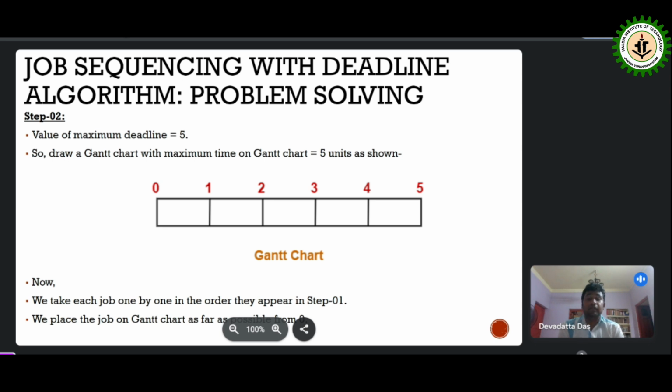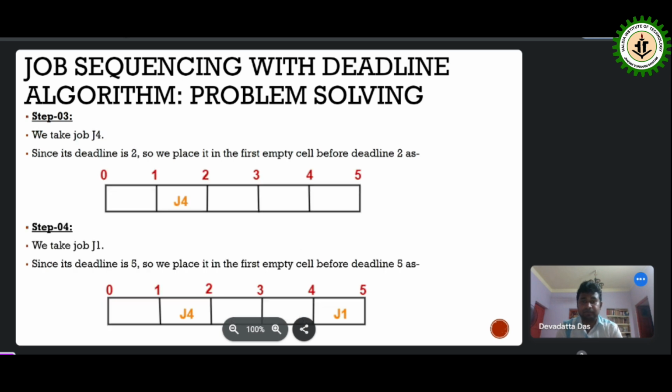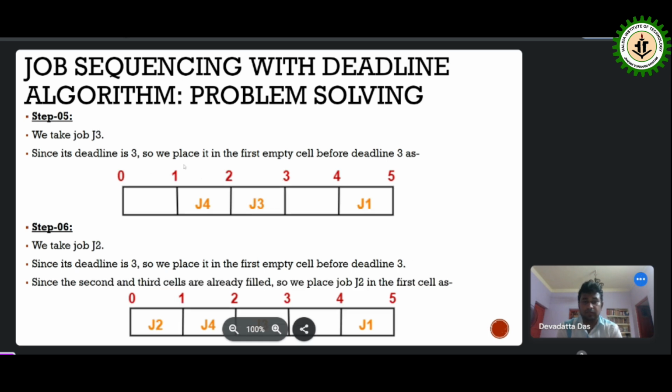Now we take each job one by one in order, and I'm putting the job in the net chart, as per the order. So in step 3, I'm putting job 4 between 1 and 2 according to the deadline. Next, I'm putting job 1 between 4 and 5 according to the order. In a similar way, I'm putting every job on the net chart.